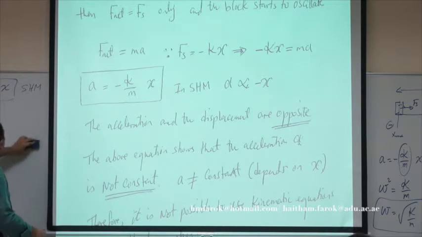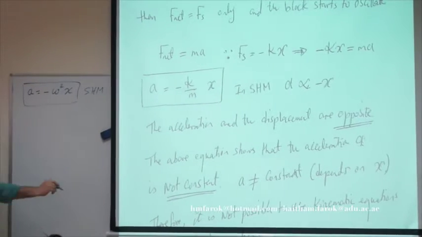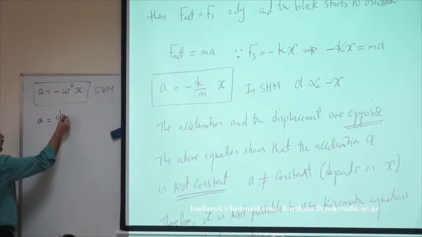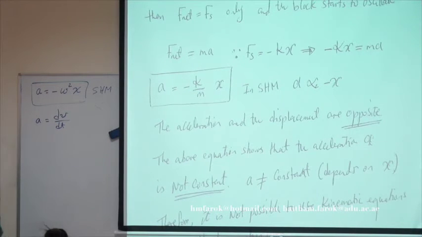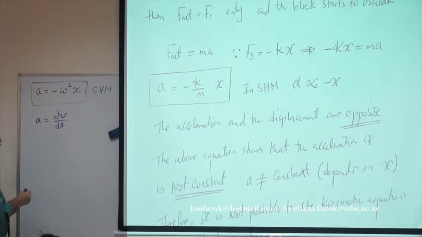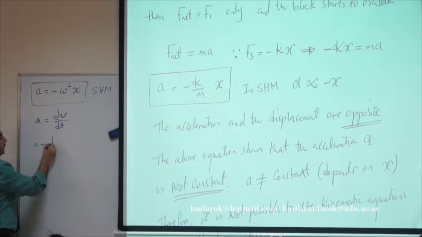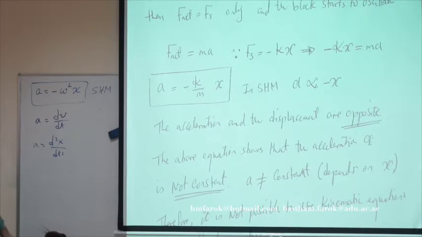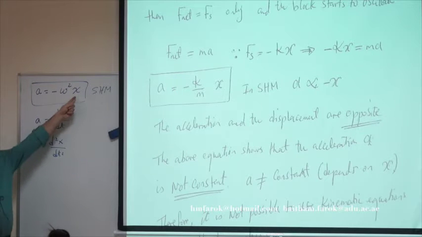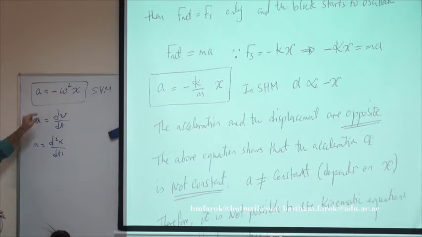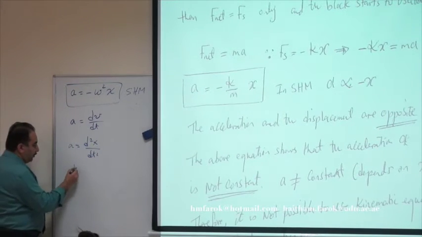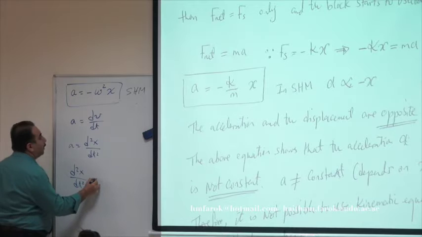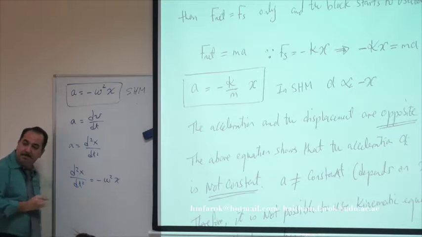Starting from this equation, a equals minus omega square x. Acceleration, we all know it's the derivative of velocity with time, yeah? Or acceleration is what? The second derivative of position with time. Which one is useful here? First or second? Because I have x here, yeah? So if I remove a and I put the second derivative, equal minus omega square x, yeah?